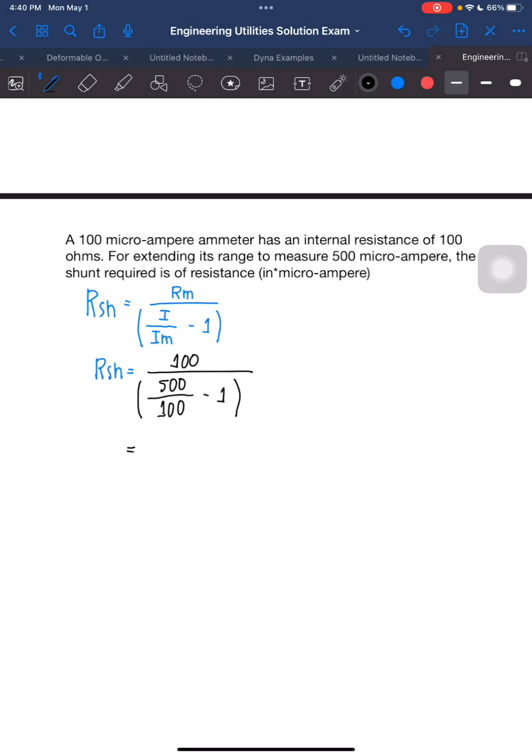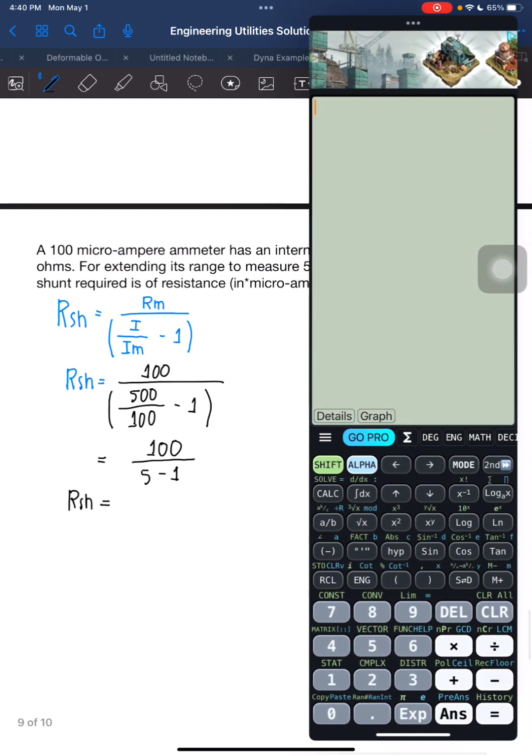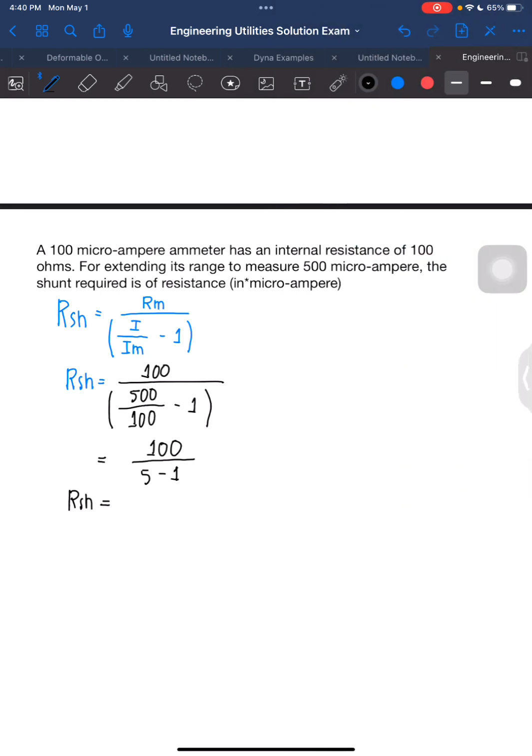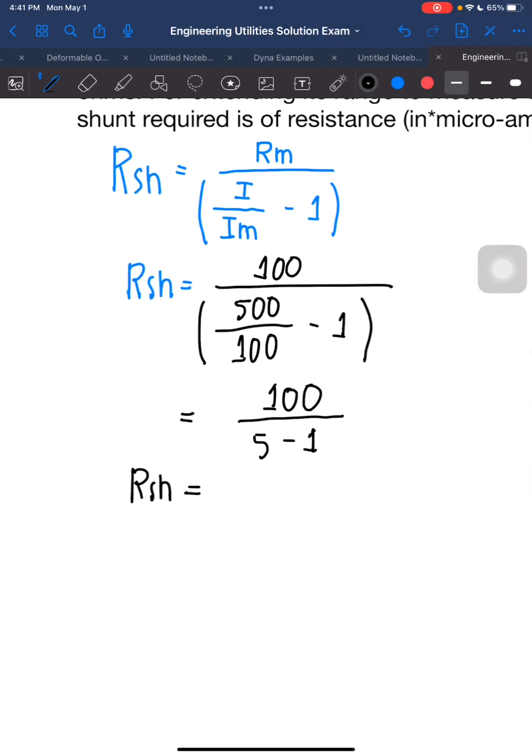Or, pwede natin masimplify na 500 divided by 100 is equal to 5 minus 1. Ang ating RSH ay 100 divided by 5 minus 1, 25. Ang ating resistance ng shunt required ay 25 ohms. Ito na final answer.